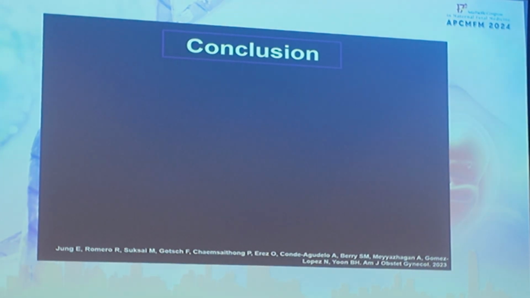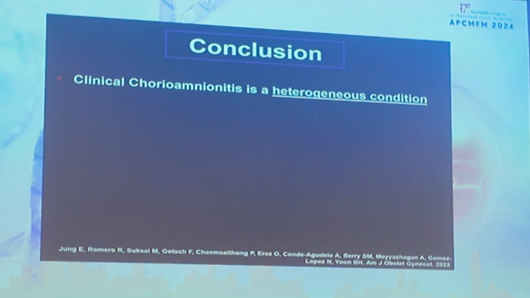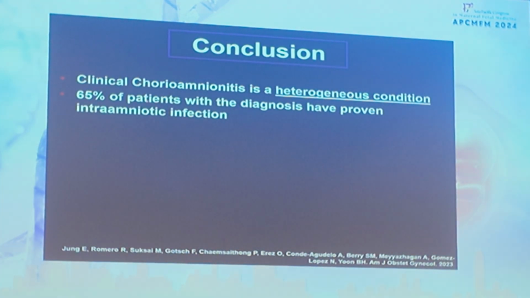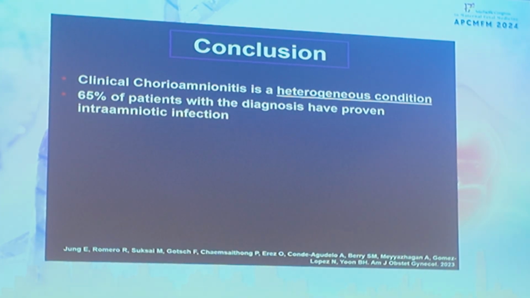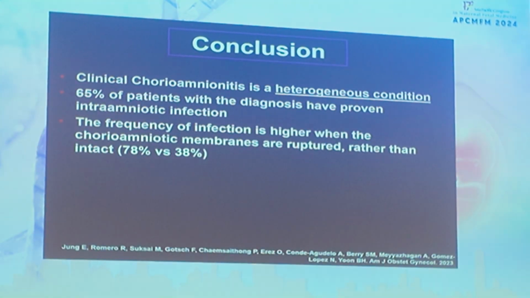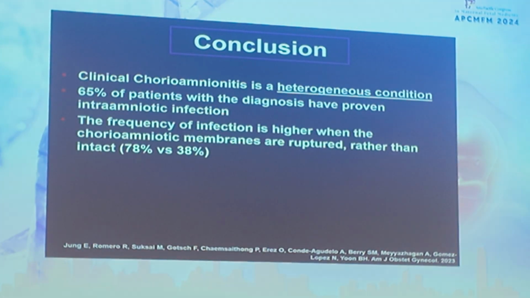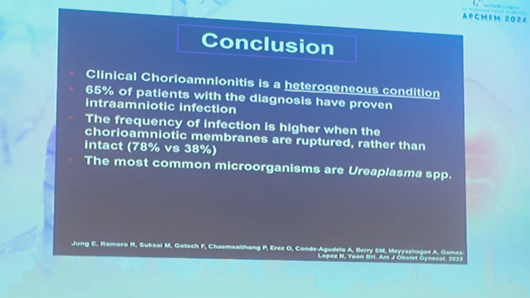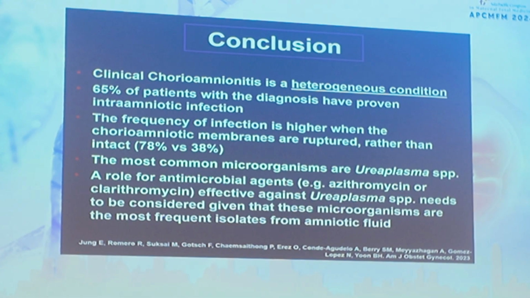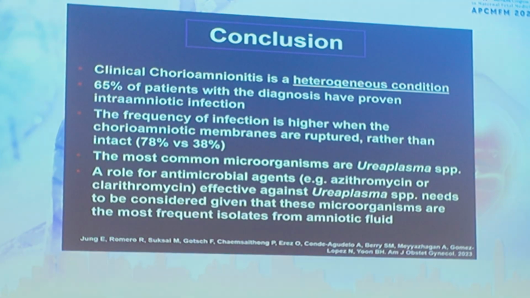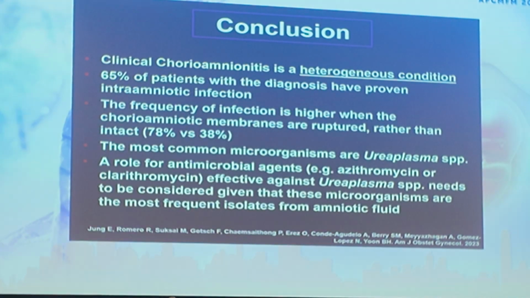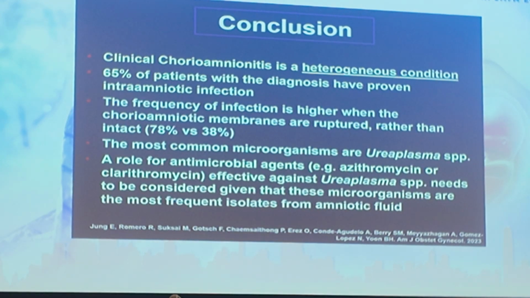In conclusion, clinical chorioamnionitis is a heterogeneous condition, and is the most common infection-related complication in labor and delivery units. 65% of patients diagnosed with clinical chorioamnionitis have proven intraamniotic infection. The frequency of the infection is higher when the membranes are ruptured than when they are intact. The most common organism is Ureaplasma urealyticum, and antimicrobial agents need to be administered intrapartum. We need to consider the use of macrolides, given that these are the most frequent organisms in amniotic fluid.